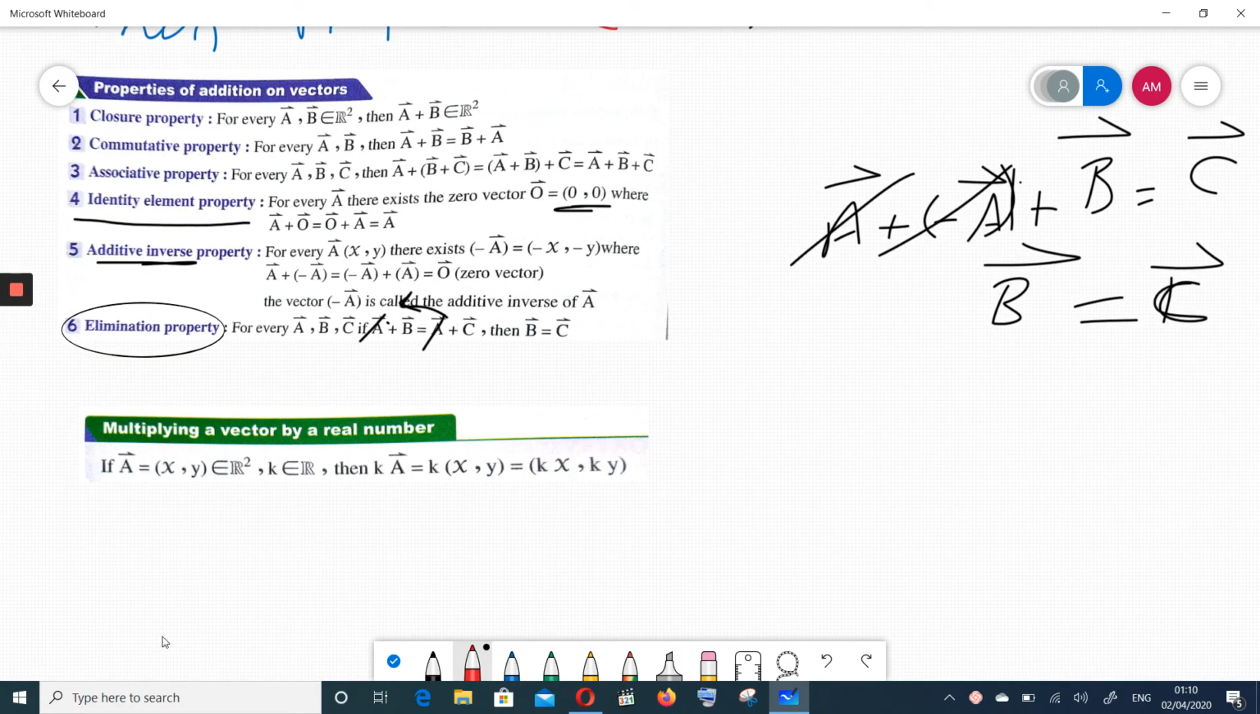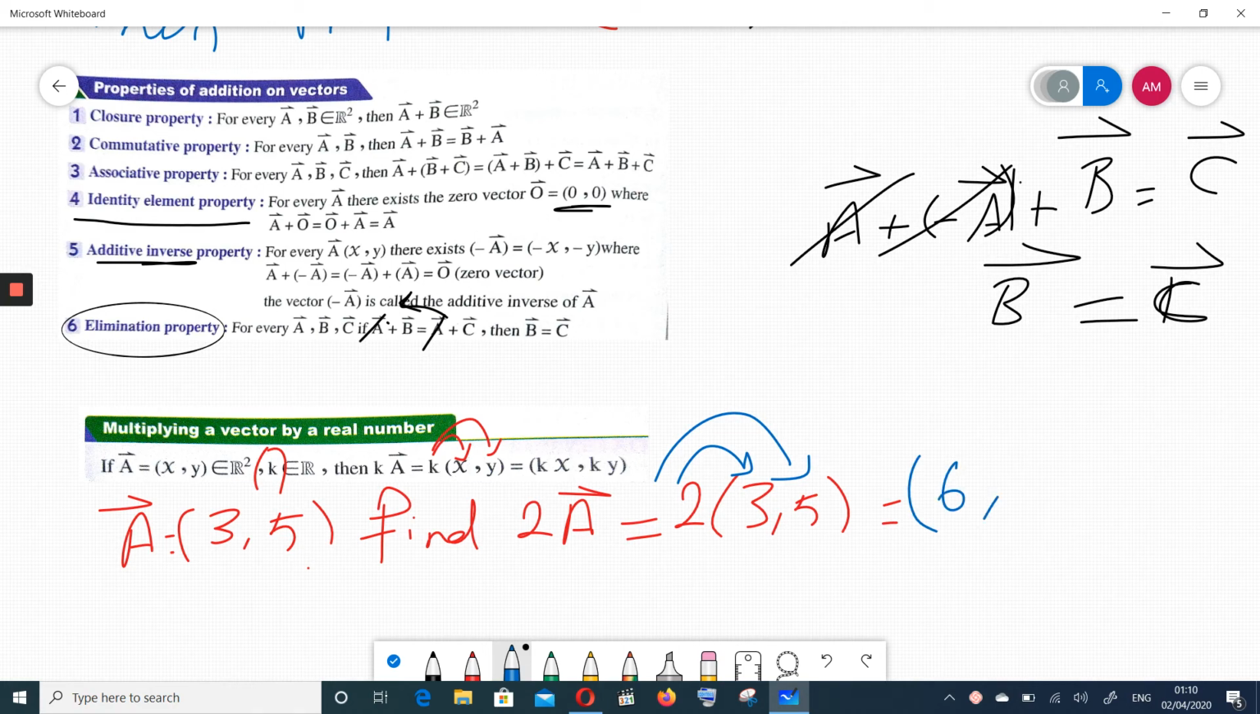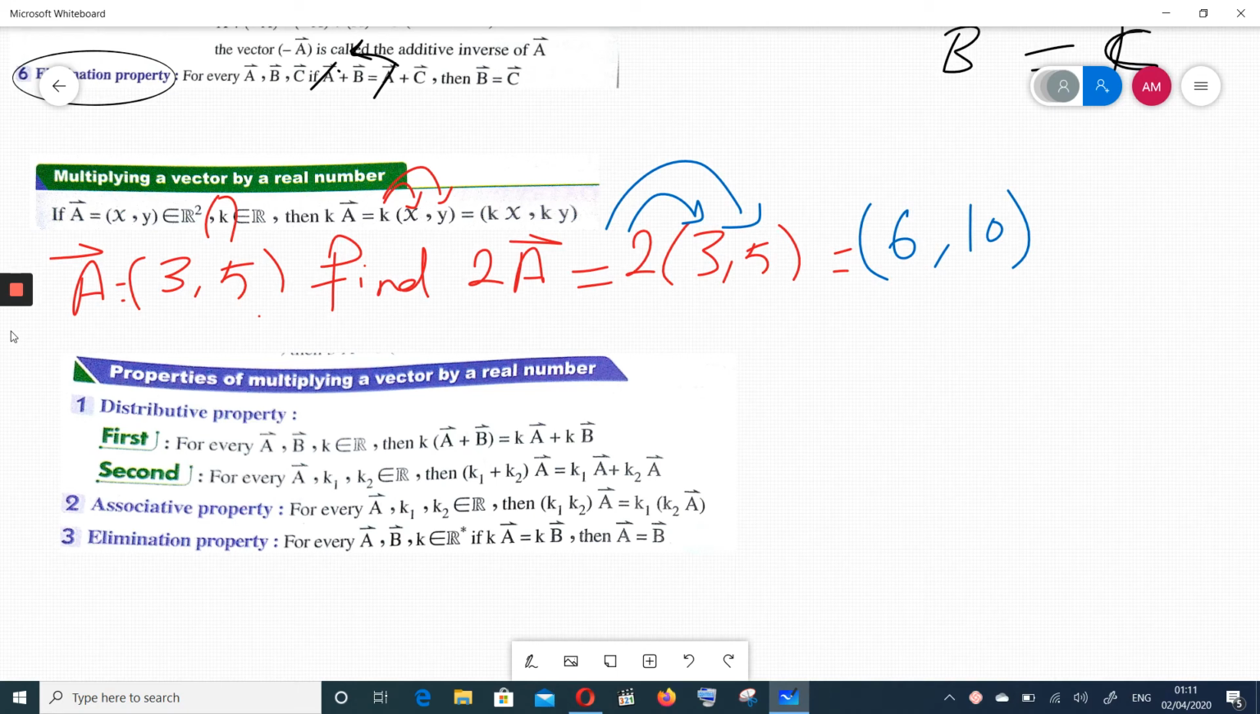Okay. What about if we have a number before the vector? For example, here vector A is going to be (3, 5). What about if we need to find 2 of vector A? It's going to be with x and with y. The same thing here. That means 2 times vector A, which is (3, 5), means 2 times 3 and 2 times 5. 2 times 3 is going to be 6 and 2 times 5 is going to be 10. What about multiplying a vector by a real number? The first one is the distributive property.